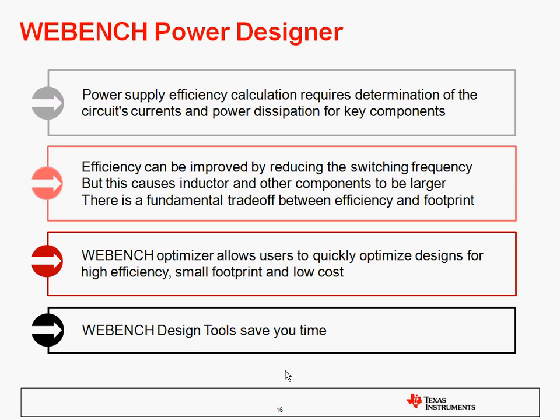Okay, today we've covered the WEBENCH optimization, basically covered how the power supply efficiency was calculated, which requires determination of the circuit's currents and power dissipation for key components using the fundamental equations. Efficiency can be improved by reducing the switching frequency, but this causes the inductor and other components to be larger. There's a fundamental trade-off between efficiency and footprint in all power supply designs, and only you as a designer can make that decision. So the WEBENCH optimizer allows you to look at those different cases and quickly optimize your designs for any one of the high efficiency, small footprint, or low cost priorities. And overall, WEBENCH design tools will save you time.